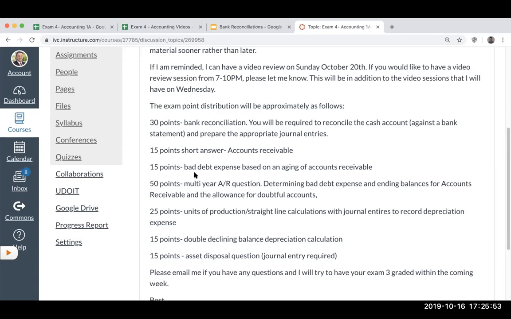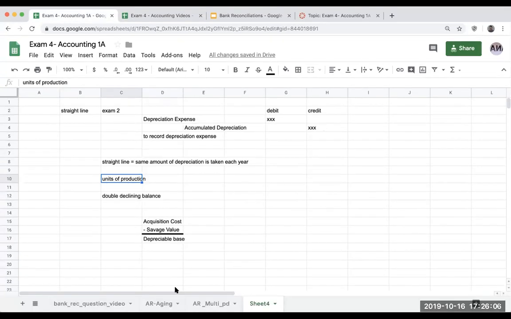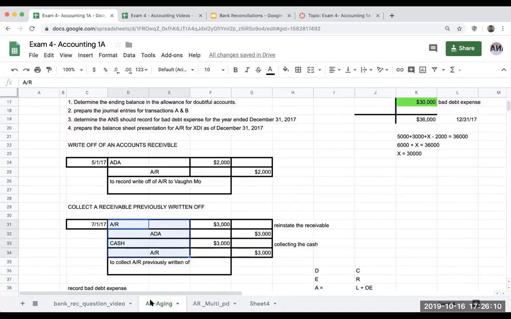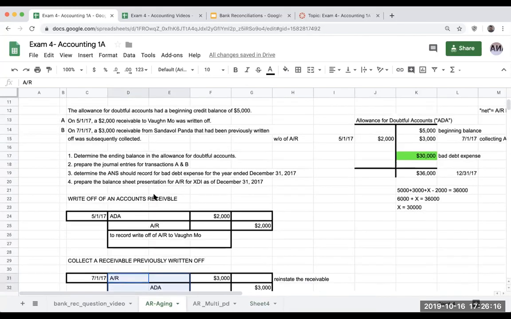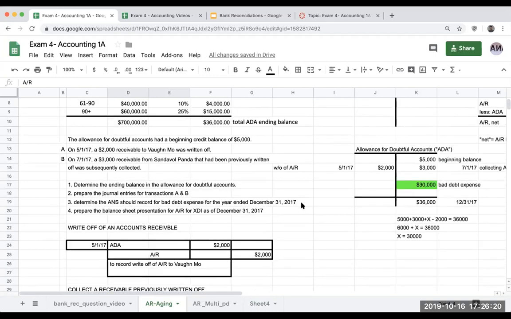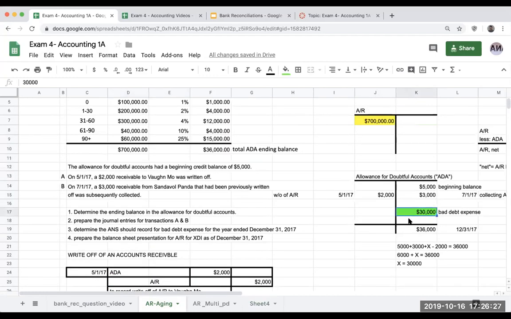The next one here is bad debt expense based on an aging of accounts receivable. For this question, I'm going to require you to prepare journal entries. So when you look at this AR aging question, you'll need to prepare journal entries. Now, in the course of doing this question, in order for you to figure out what your journal entry is going to be to record bad debt expense, you're going to have to use the T account to analyze the allowance for doubtful accounts. Does that make sense?